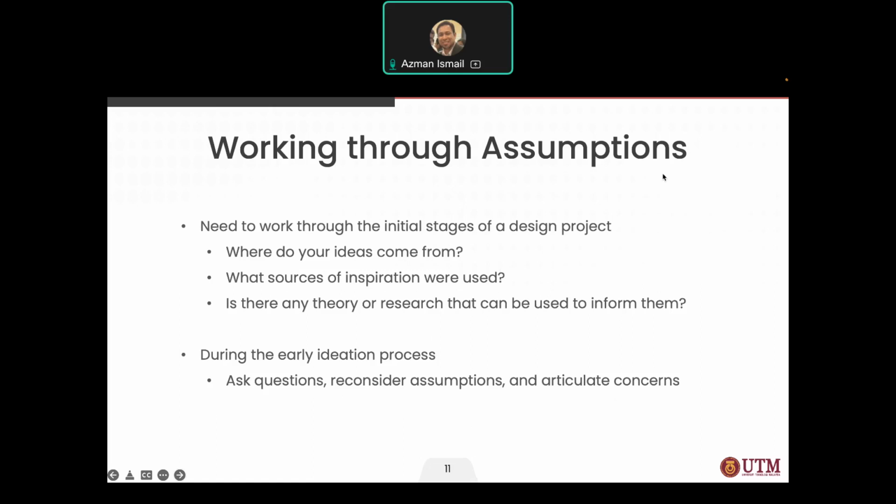Working through assumption, you need to work through the initial stage of the design project. Where did your idea come from? What sources or inspiration were used, and many others. So you have to work on assumption. Then only your assumption will be strong to support your design idea.